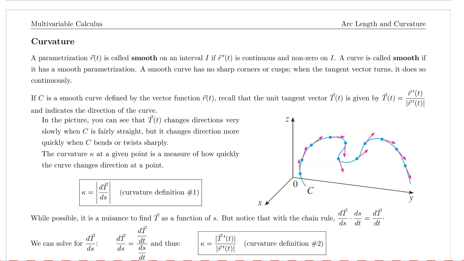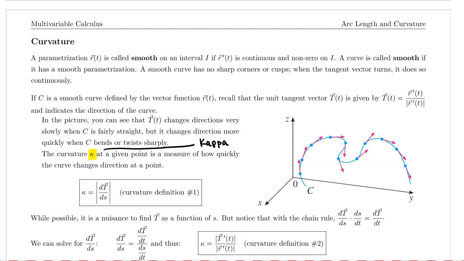The curvature, this is a Greek letter called kappa, at a given point is a measure of how quickly the curve changes direction at a point. So one way that we can define curvature is to be the magnitude of the derivative of the unit tangent vector with respect to the arc length of the curve.